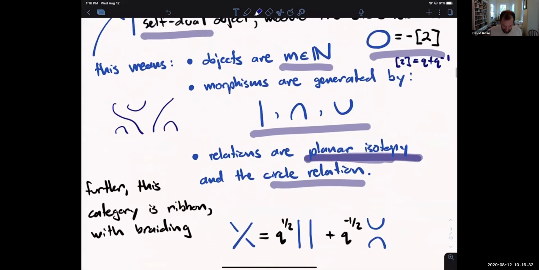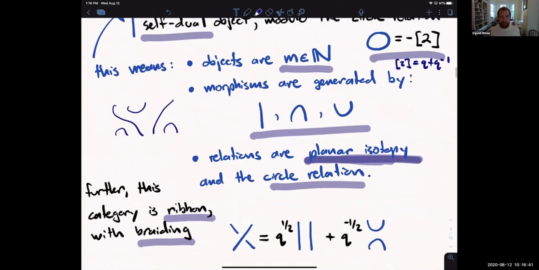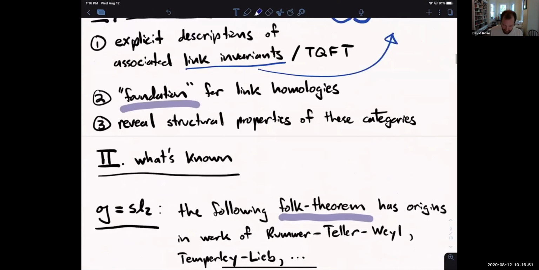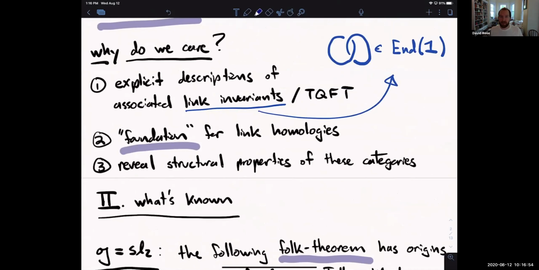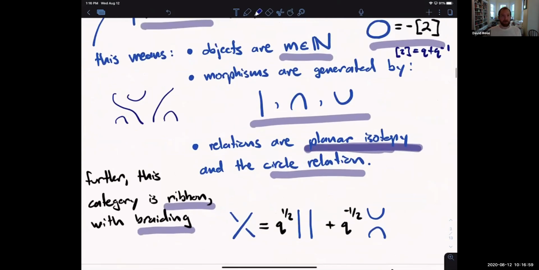Further, this category, I claim, is ribbon. Which is some combination of the word pivotal up here, having a braiding, and then some nice conditions that braiding satisfies. And so here I've depicted what the braiding is. So again, if you remember, one reason we care about such categories is because they give us knot and link invariants. And well, here's explicitly how they do. Here's a formula which tells me how to interpret this crossing as some morphism in this category.